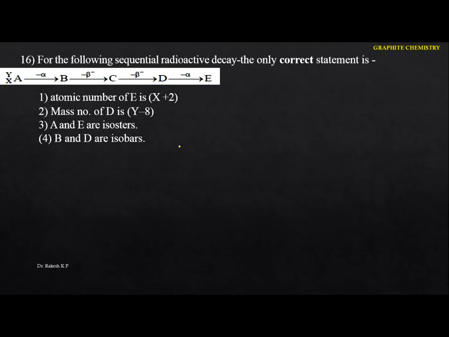Okay, next one. For the following sequential radioactive decay, the only correct statement is, okay, just go to this one. The first is alpha, next will be beta minus. Let me take this one here. Whenever you do the alpha decay, I'm going to write this one. This is A, this is Y, and this is X. If you do the alpha decay, there is a decrease in the mass number by 4, and a decrease in the atomic number by 2.